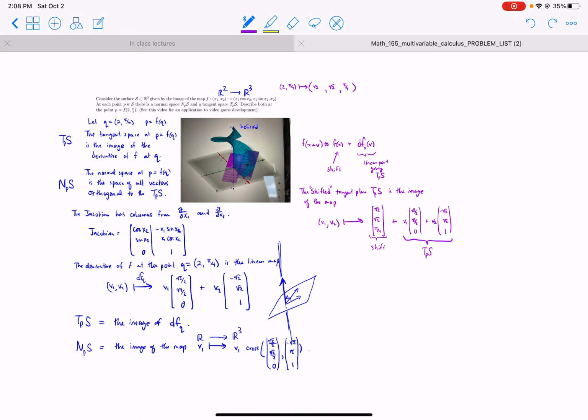Excellent. So I think you should review what the image of a map is. That's from even problem 1, 2, and 3 maybe. And now we have the image of a linear map. The image of a linear map is a plane. It's that plane and it goes through the origin.